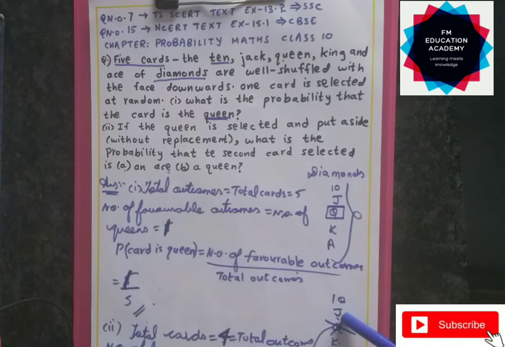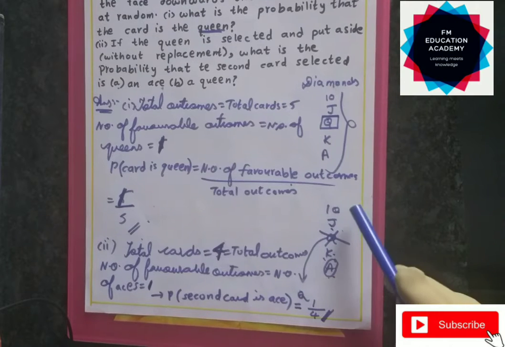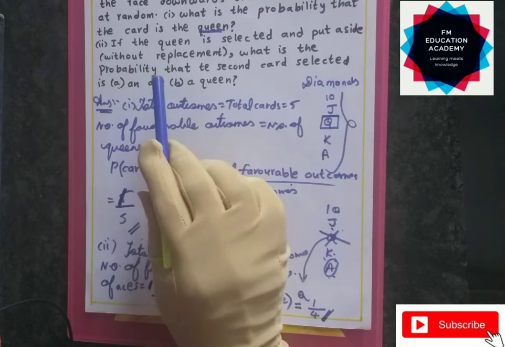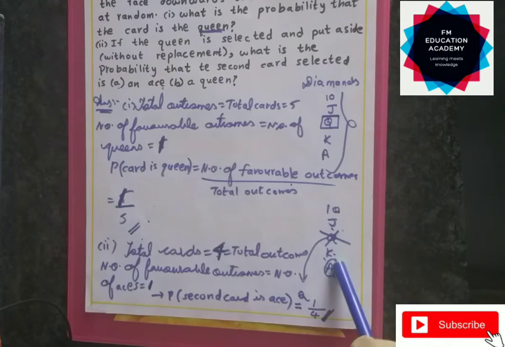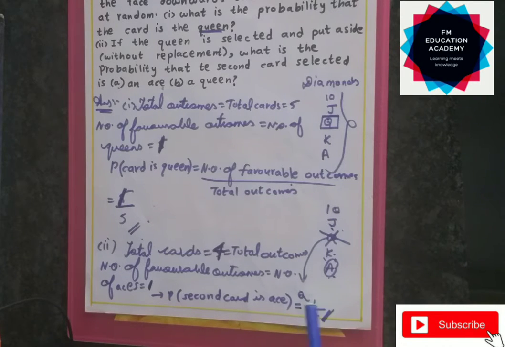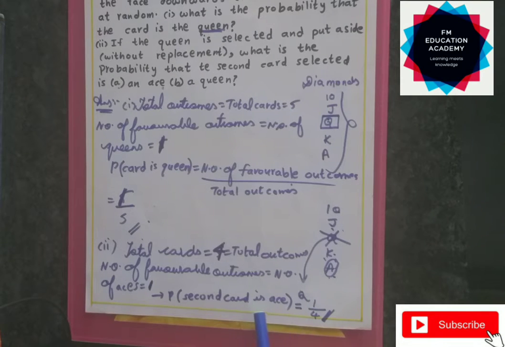So how many aces are there? Even if I take out 1 queen, there is only 1 ace, right? The chance of an ace is the number of favorable outcomes, that is the number of aces, only 1. So the probability that the second card is an ace is the number of favorable outcomes by total outcomes. That is the formula, and you have to write that formula. The number of favorable outcomes here is 1, by total outcomes 4. So the probability that the second card is an ace is 1 by 4, because there is only one ace and the total cards are 4 after taking out the queen.